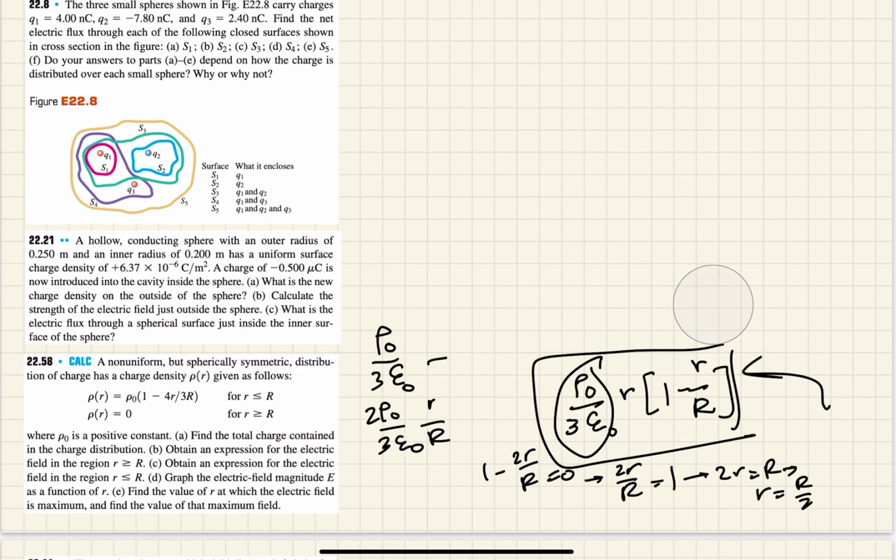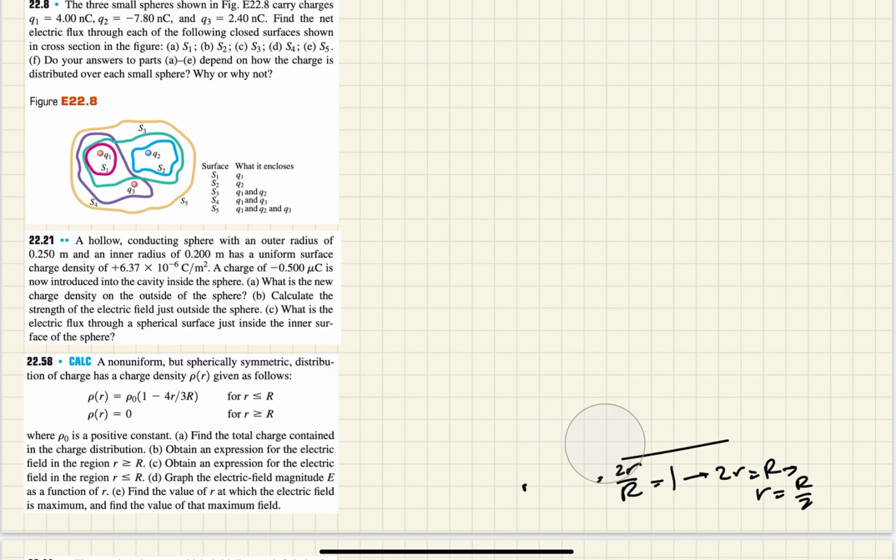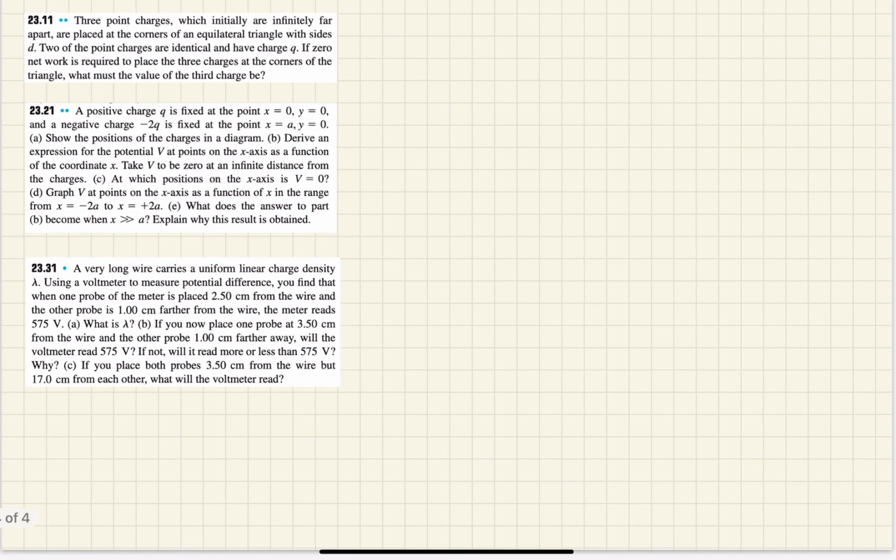All right. Almost done here. Just one last subunit, which is electric potential. And we got 3 problems for that. This first one is an equilateral triangle where you got 3 charges. 2 of the point charges are identical and have a charge q, and the distance between them is d. If 0 net work is required to place the 3 charges at the corners of the triangle, what must the value of the third charge be? So let's say this is QC, the value of the third charge.